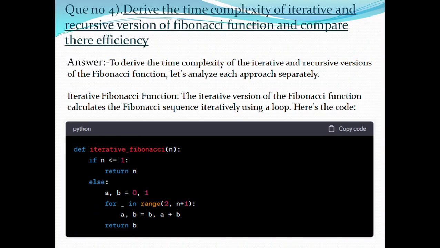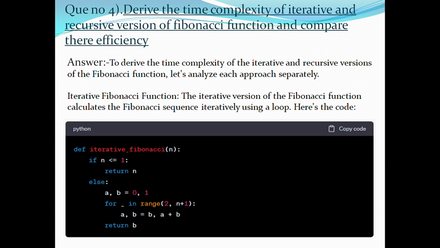Now question 4 is: derive the time complexity of iterative and recursive versions of the Fibonacci function and compare their efficiency. To derive, the answer is as follows. To derive the time complexity of iterative and recursive versions of the Fibonacci function, let us analyze each approach separately. So the first one is the iterative Fibonacci function.